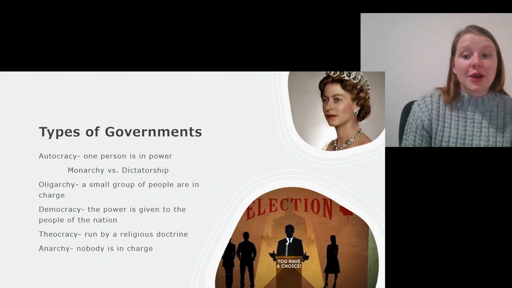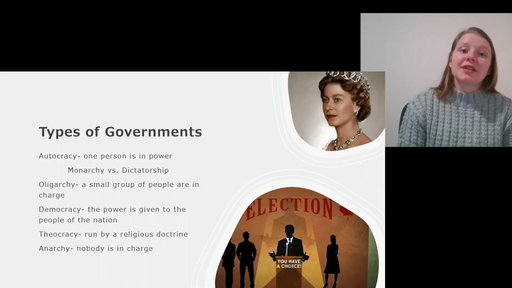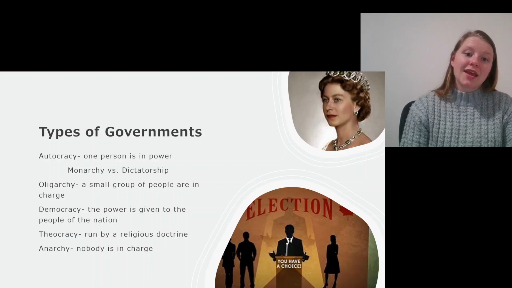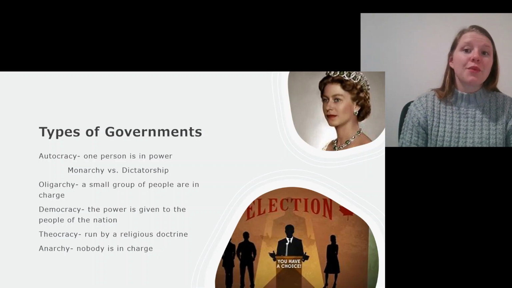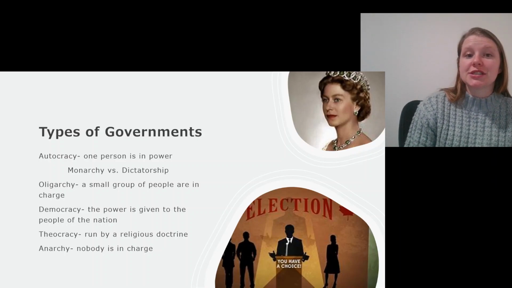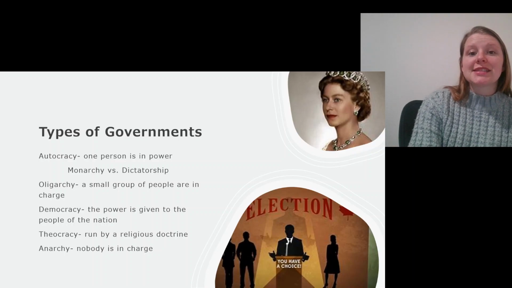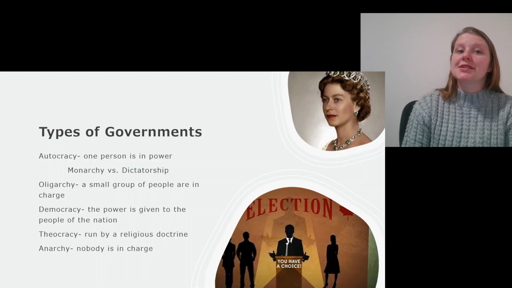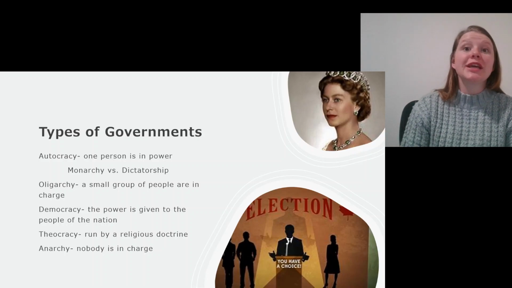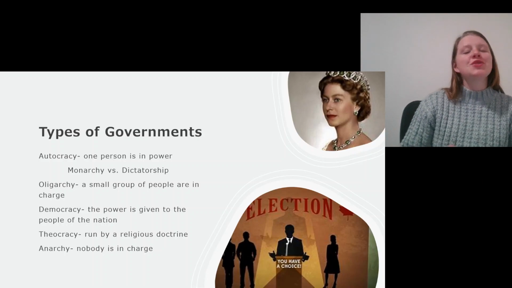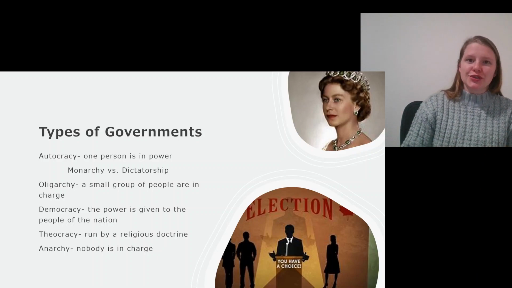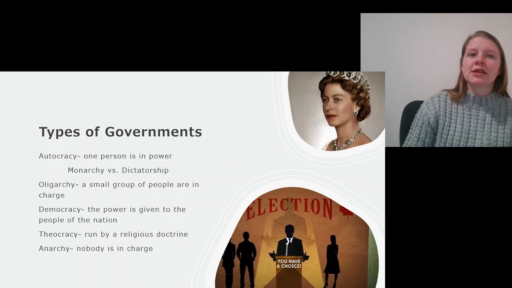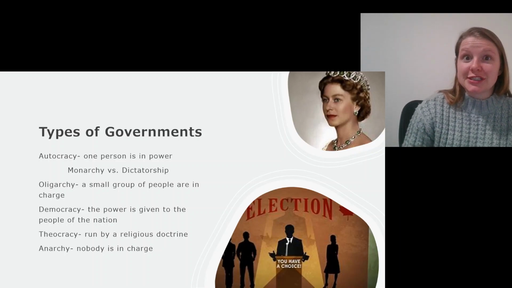Then we have a democracy, where the power is given to the people of the nation. Then we have a theocracy, which is a government run by a religious doctrine. And lastly, we have an anarchy government. Within this government, there's nobody in charge. Also, you won't see any countries that have adopted this type of government, but we will discuss that further into the slides.